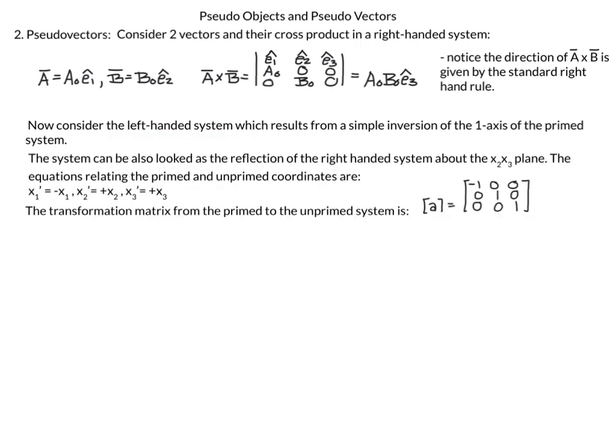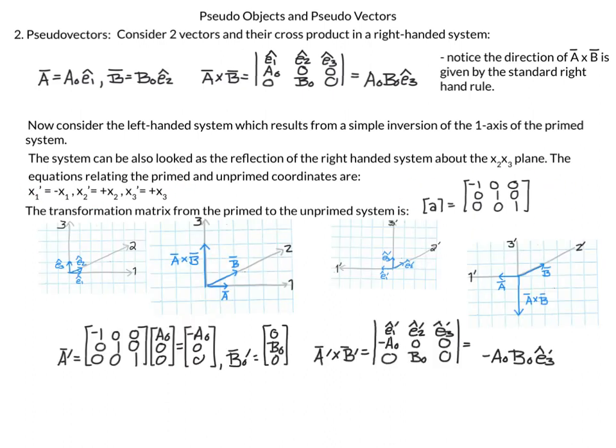So I've kept my summary here. We're considering the left-handed system. It's a reflection. These are our formulas, and here's the transformation matrix. Now the next thing I can do is calculate A prime. So this is our original A up here in our right-handed system. A prime is going to be our transformation matrix times our original A, which is A naught in the E1 position and then 0, 0. And when we do the transformation, we get negative A naught, 0, 0.